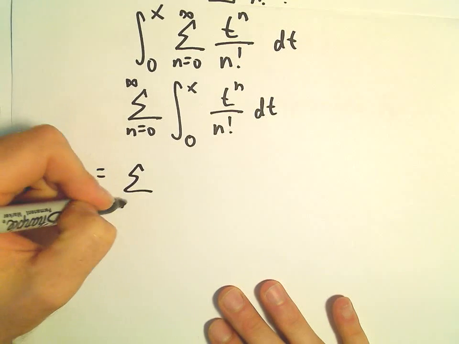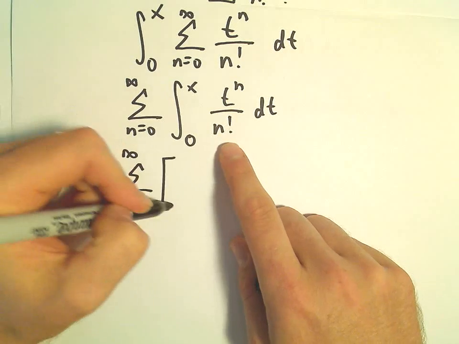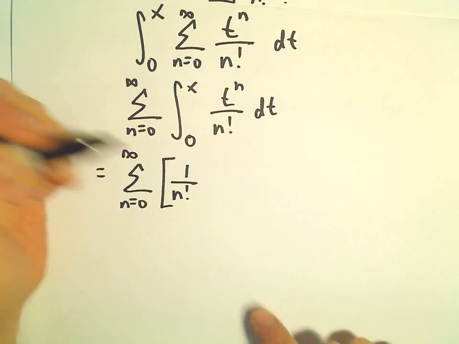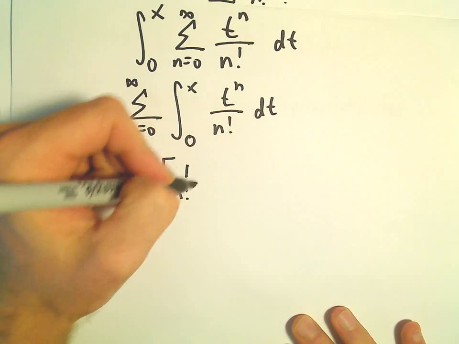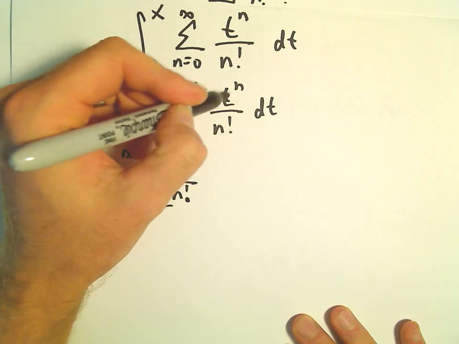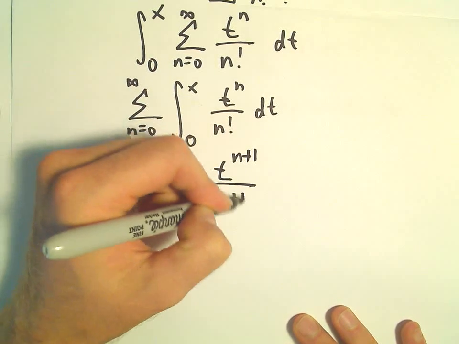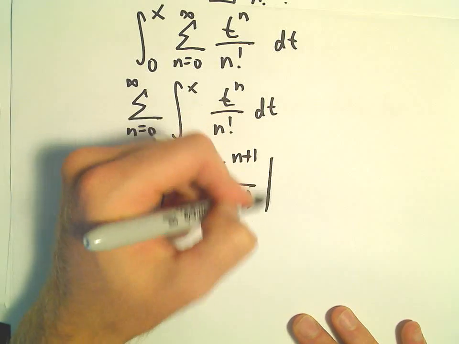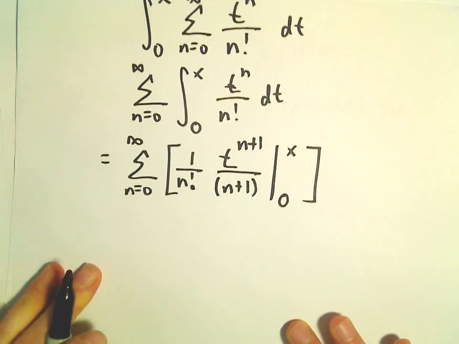So we'll have the series from n equals 0 to infinity. When we integrate this, you can think about the 1 over n factorial as just being a constant. Again, we're integrating with respect to t. So if we integrate t to a power, well, we add 1 to the power, divide by that new power. Again, this is a definite integral, so we can just plug in our limits of integration, 0 to x.